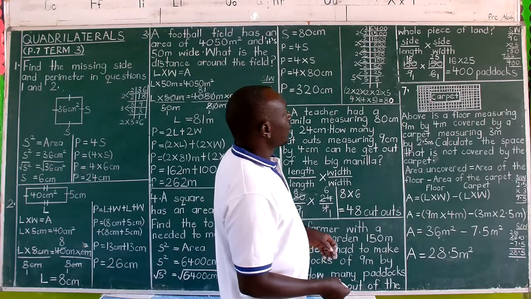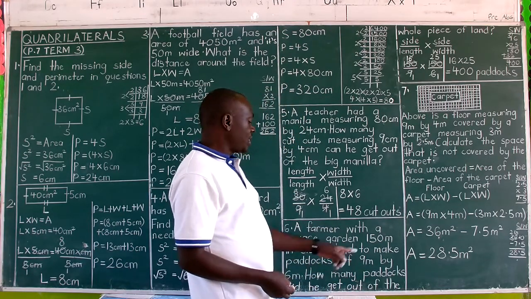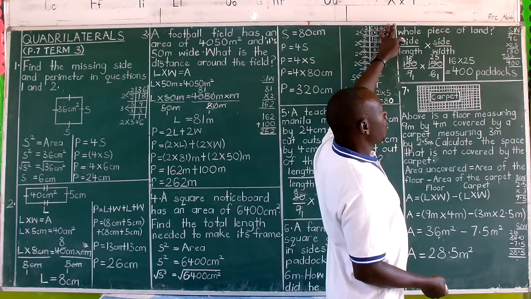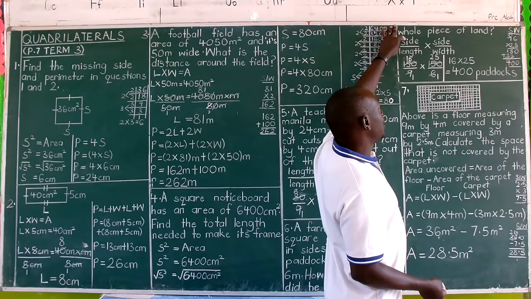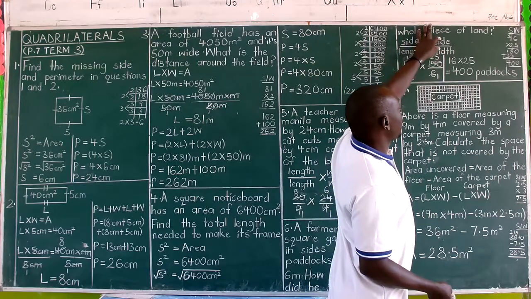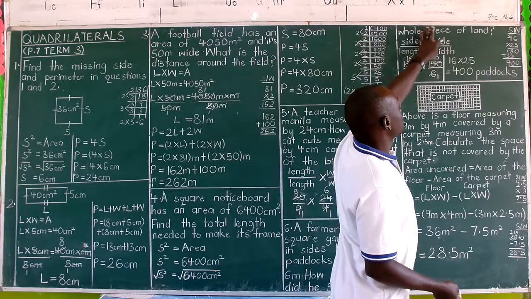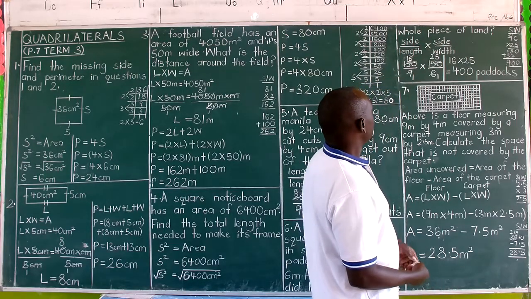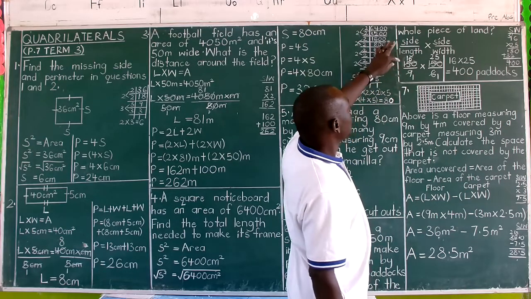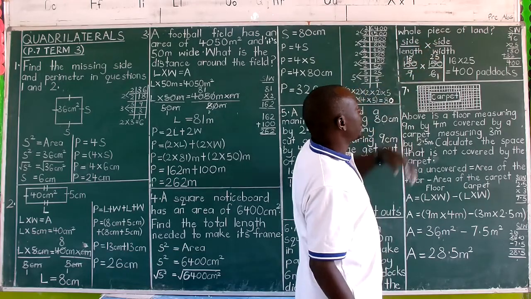Now we are asking how many paddocks we get out of the whole piece of land. So we have the whole piece of land being square, so we take the side divided by the rectangle's length, then times the side divided by the rectangle's width. So along one side, then along the next side, and multiply. So I've got 150 divided by 9, then times 150 divided by 6.